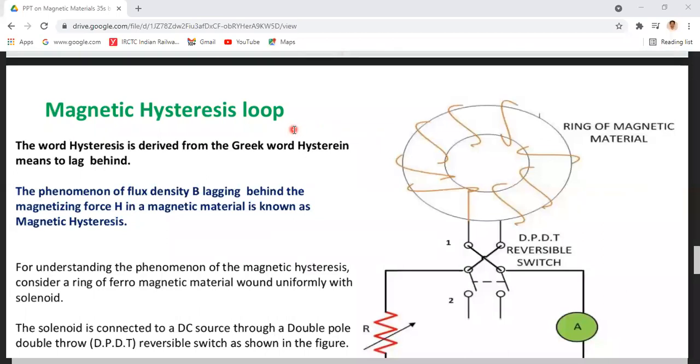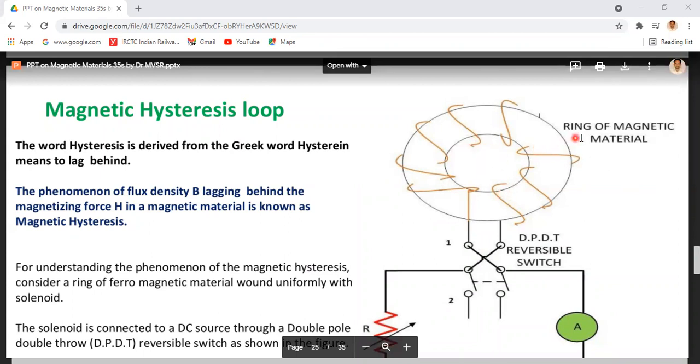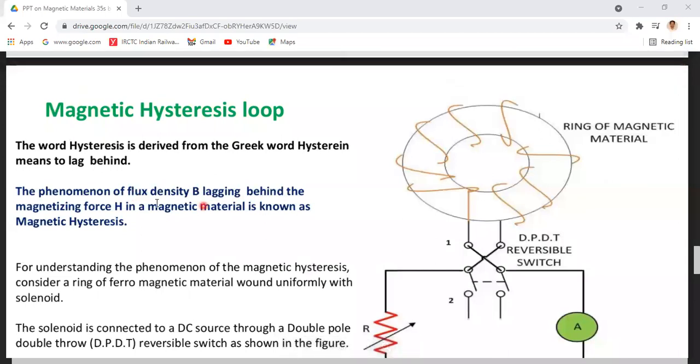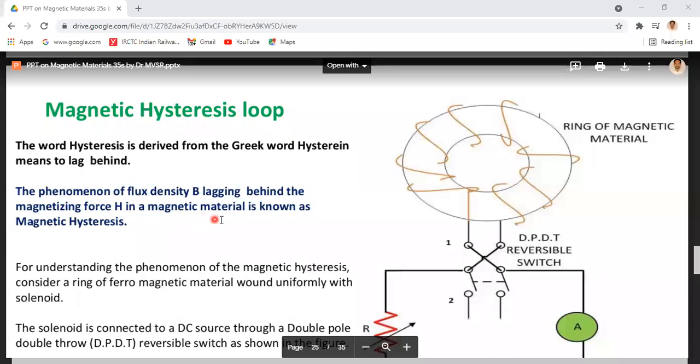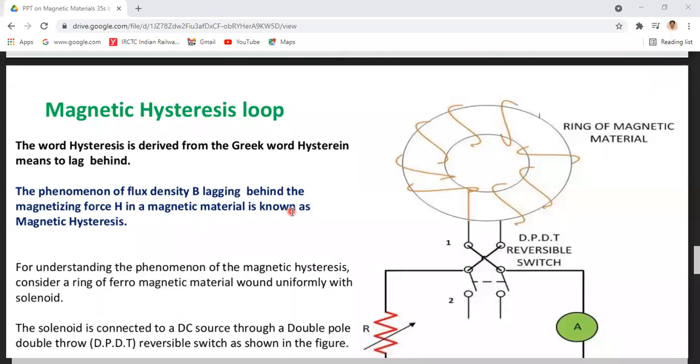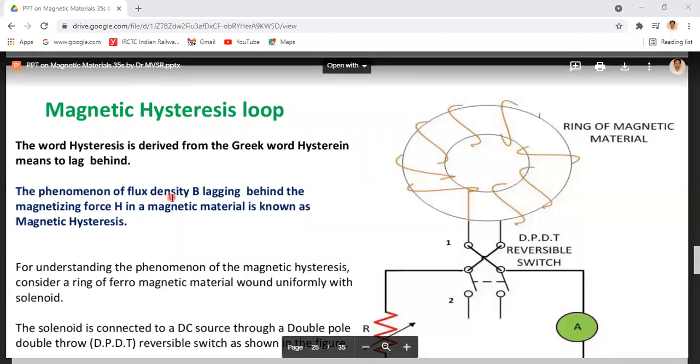But coming to what is the hysteresis behavior of a given ferromagnetic material? Coming to this picture here, this is a ring of a ferromagnetic material. First of all, what is hysteresis? The word hysteresis is derived from the Greek word hysterion, meaning to lag behind. That means the magnetic flux density B lagging behind the magnetizing force H in a magnetic material is known as magnetic hysteresis.